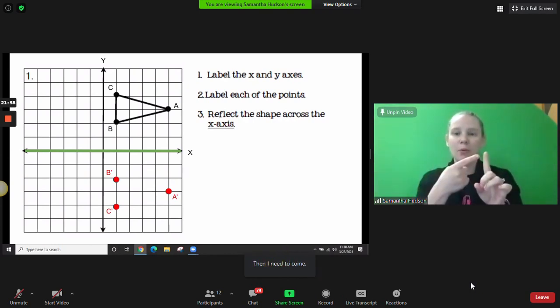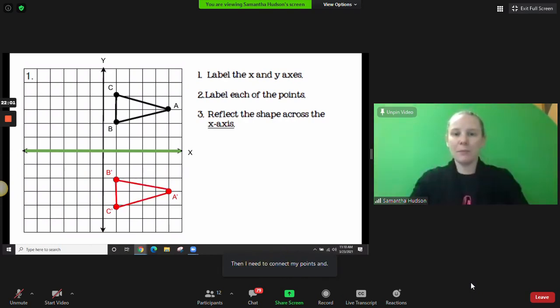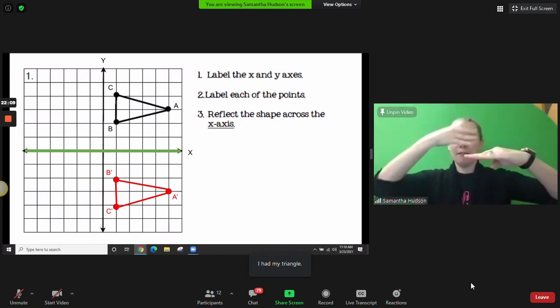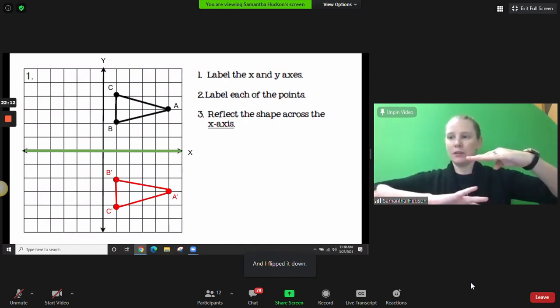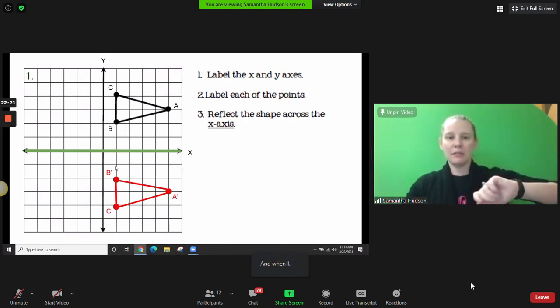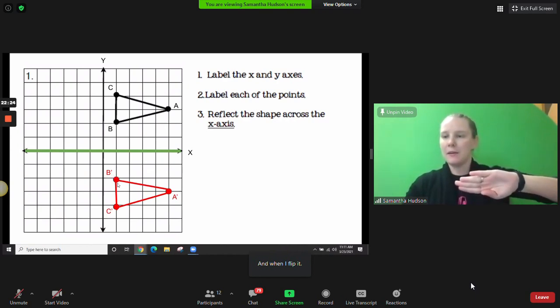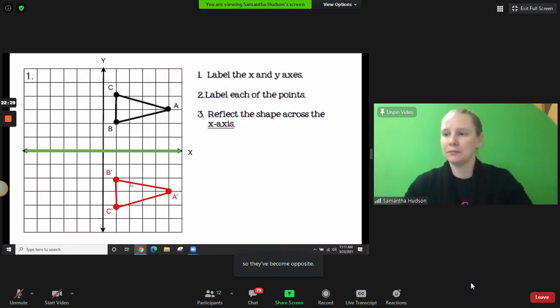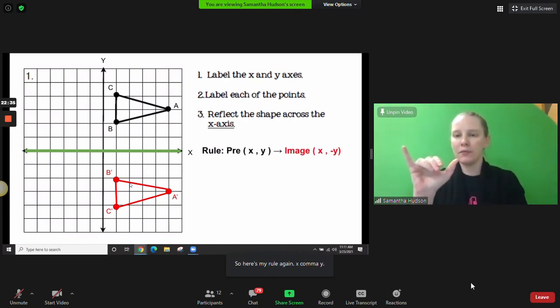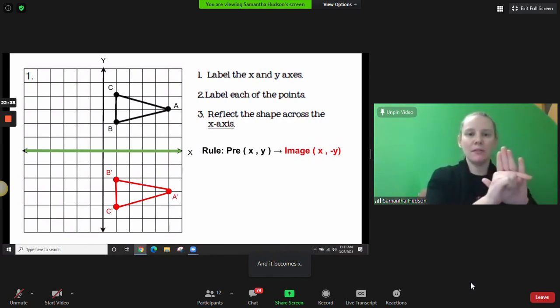Then I need to connect my points, and I've made my shape. So here's my X. I had my triangle, and I flipped it down. So do you see right here is B, and when I flip it, B. So they've become opposites. So here's my rule again, X comma Y, and it becomes X comma negative Y.